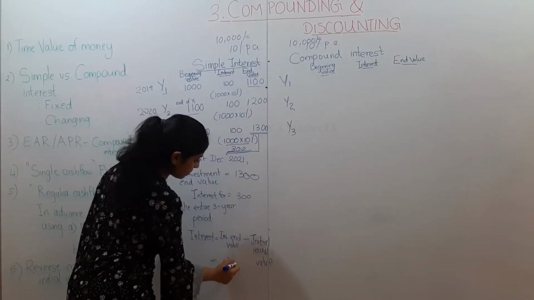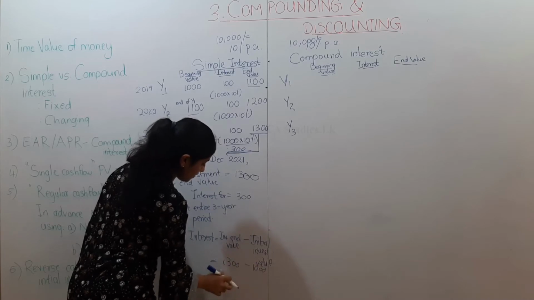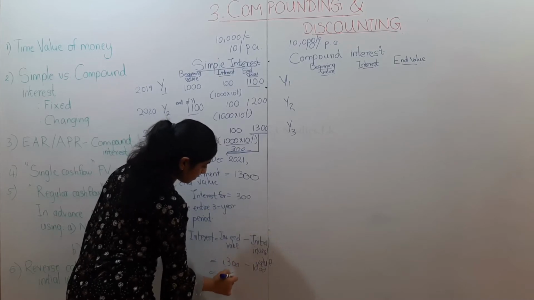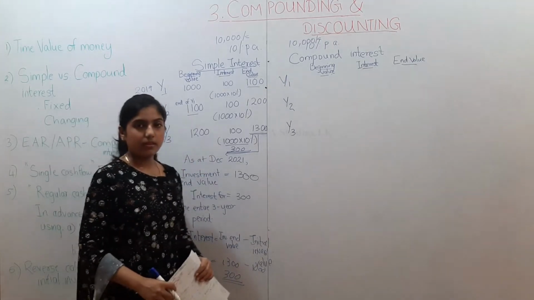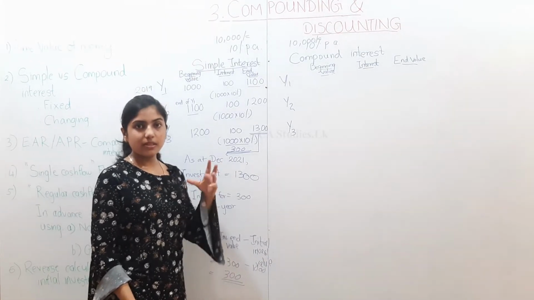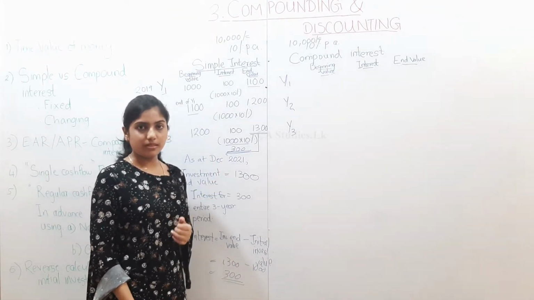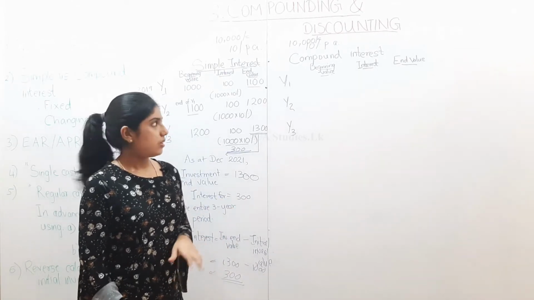1300 minus 1000 will give you 300 rupees, which is the same. So this is how you calculate simple interest in a tabular method. This is known as the tabular method. Okay.